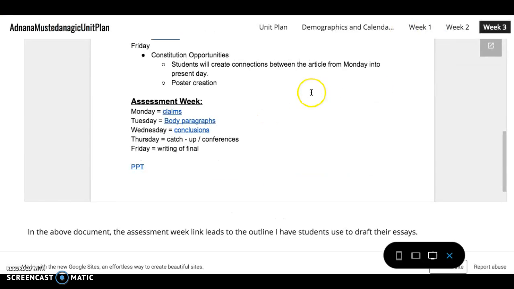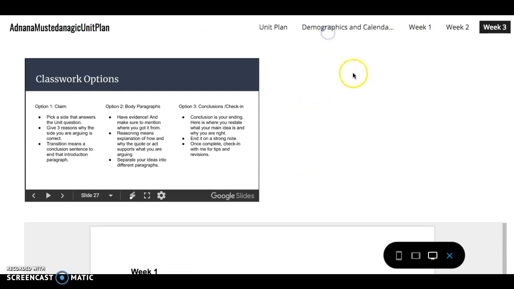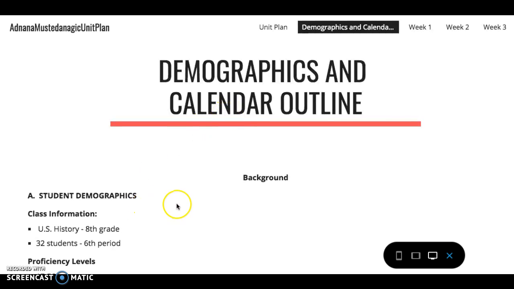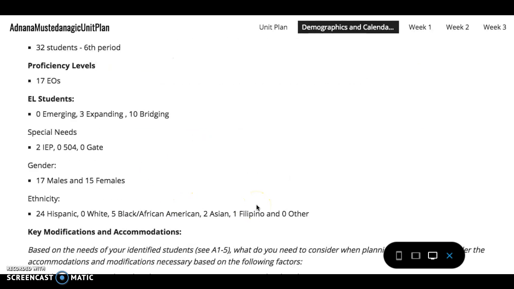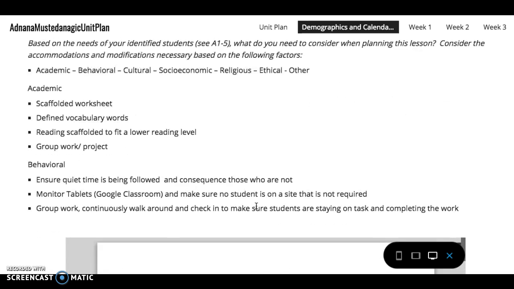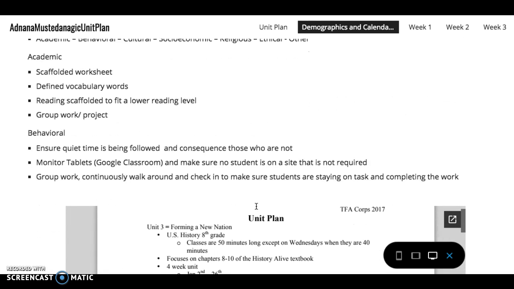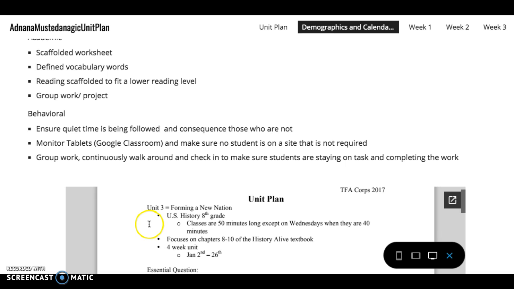This is the focus of the Unit 3. Overall, just looking at how the United States formed as a nation and how the Constitution came about and the rights that we have present today are around because of the colonists and because of the forming of that nation that the delegates created.